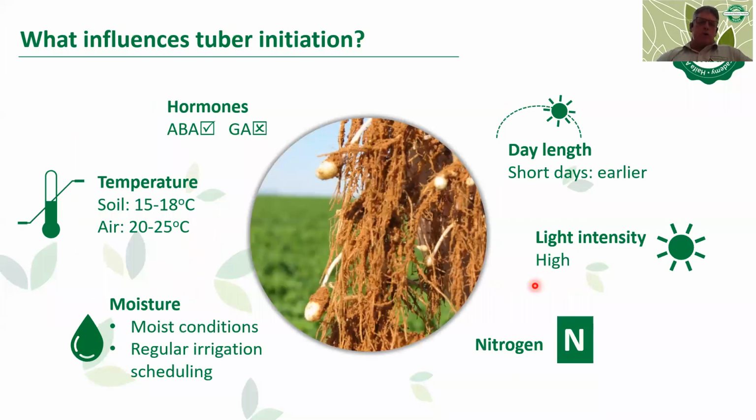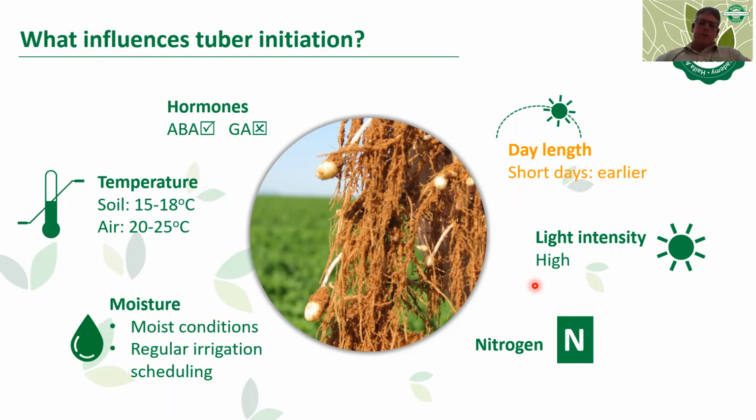Just something on what causes tuber initiation. If we look at hormones, I spoke about the abscisic acid and the gibberellic acid. I'm not going to touch on it again, but it's important that you get that balance right and that we use management tools to do that. Soil temperature, air temperature, planting in a time when you have the right temperatures is important. So that decides when you should plant, is when your climate is going to be right. Your moisture conditions, proper irrigation scheduling is critical.